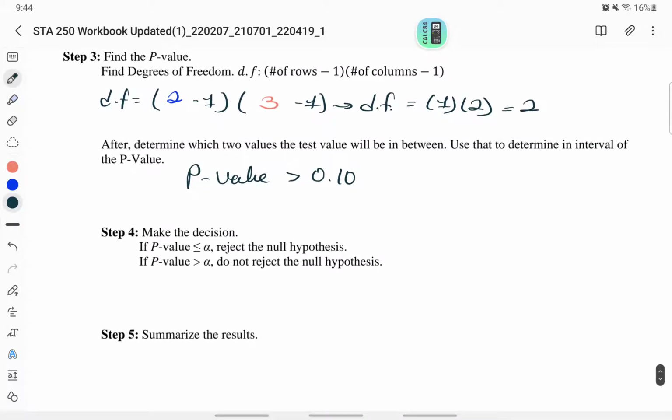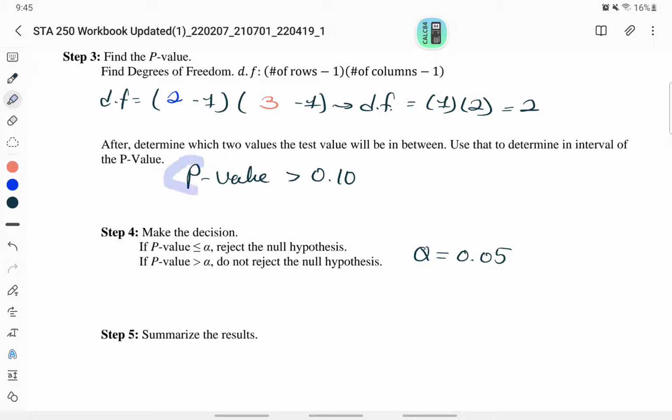Step number 4, make a decision. If the p-value is less than alpha, we're going to reject the null hypothesis. If the p-value is greater than alpha, do not reject the null hypothesis. Alpha is 0.05.